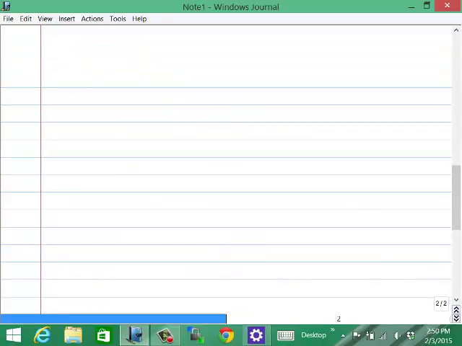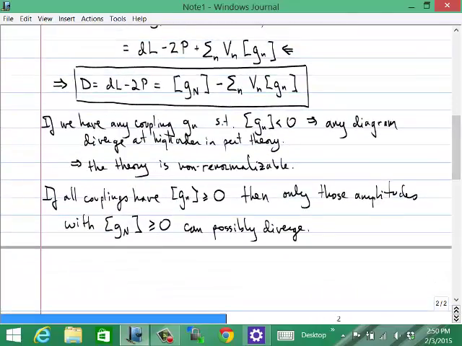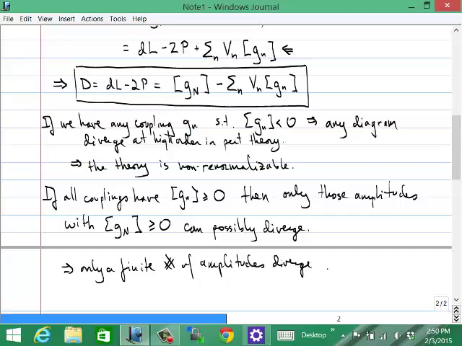And so in particular, what we see is that only a finite number of amplitudes diverge in the theory, and these divergences can be absorbed into a finite number of counterterms. And in particular, the counterterms that they can be absorbed into are the coupling constants G sub capital N. Okay?